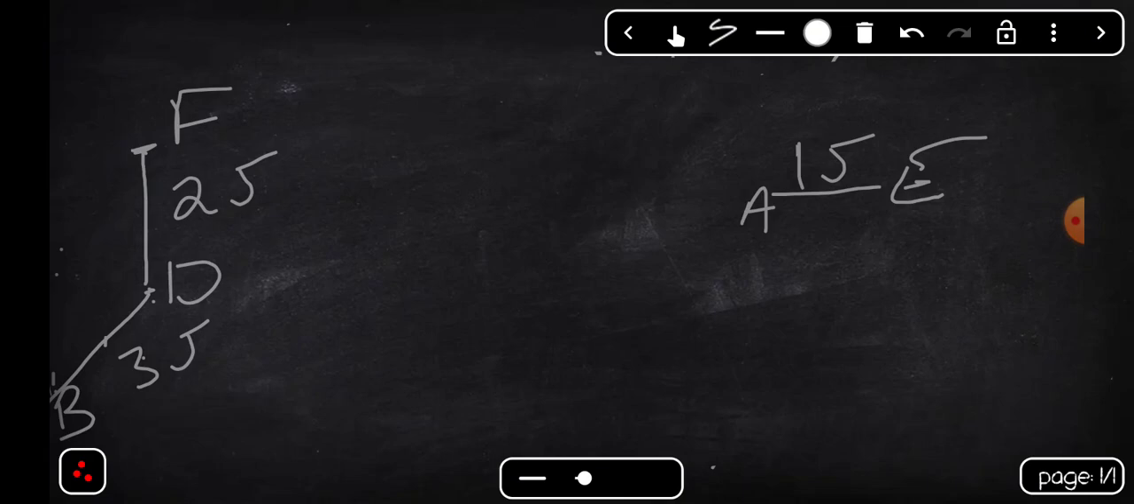Now the next point is E is 35 kilometers southwest of C. This is C, this is south, this is west. Okay, southwest of C, that means this is 35.